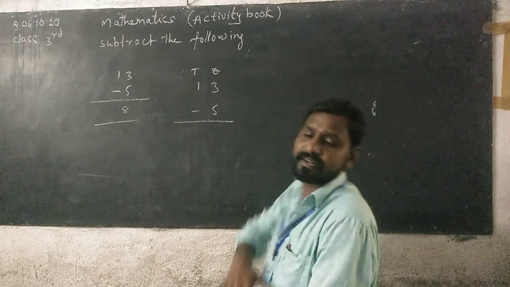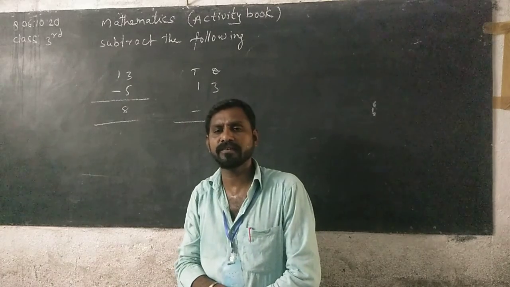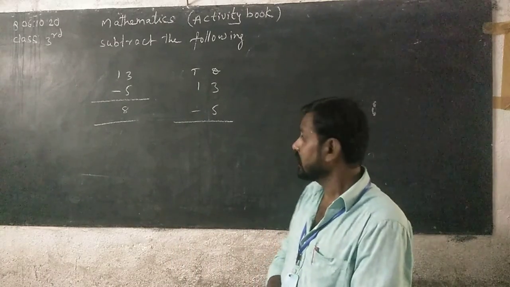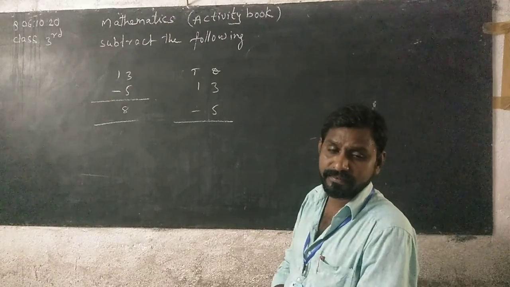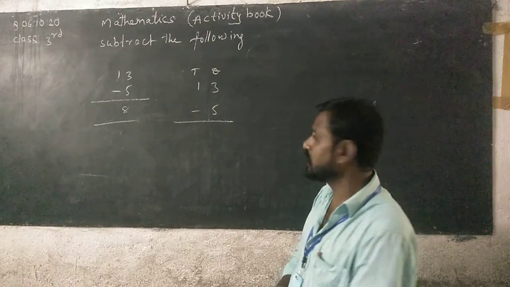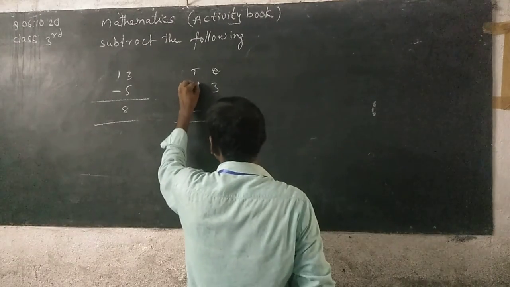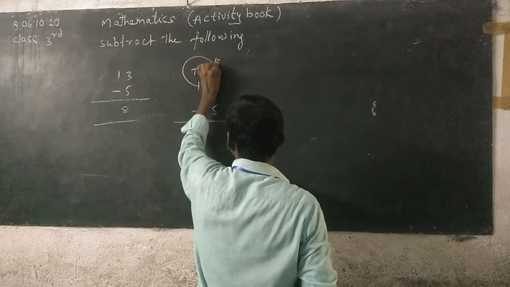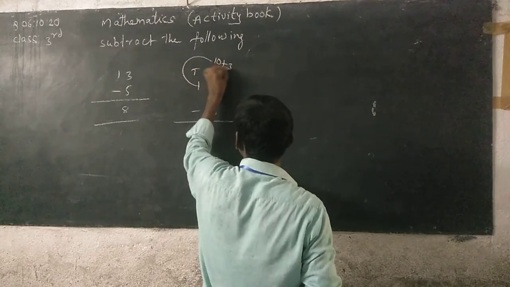3 is smaller than 5. What you have to do? You can take borrowing from the tens place. From where should we take the borrow, beta? We should take it from the tens place. So in the tens place, here 1 is there. It can give a borrow to the ones place, 10. 10 is added to 3. You can get 13.